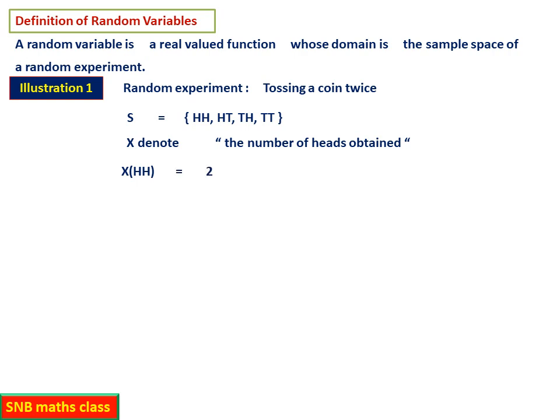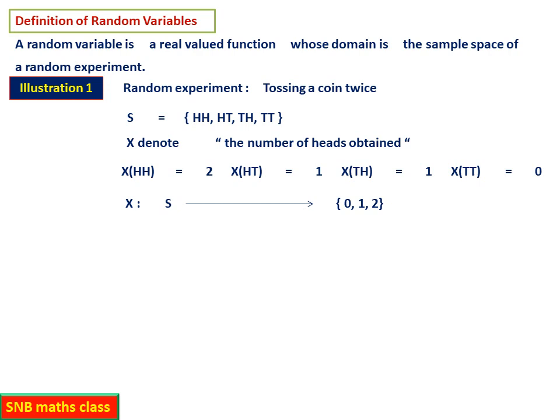So X of HH will be equal to 2 because there are two heads. Similarly, X of HT will be 1 because there is only one head. And similarly, X of TH is also 1. And X of TT is 0, there is no head. Now, this X you can think of as a function. So now look at the definition: a random variable is a real valued function whose domain is the sample space of the random experiment. So X is a function from where? What is the domain? It is a real valued function, which means the range should be a subset of R, and here it is 0, 1, 2.